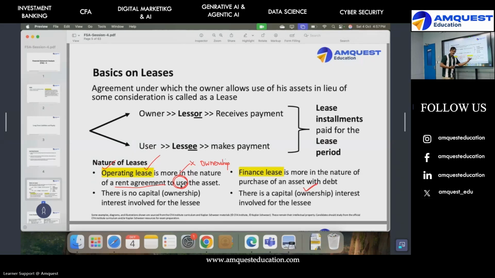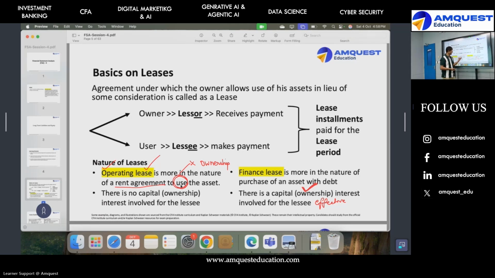In a finance lease, remember, ownership is effective, in substance. On paper, you may not be the owner. On paper, like your own house on a home loan EMI, you're not the owner; it's the bank that is the owner. But effectively, you're the owner, because you are enjoying the benefits of ownership from the purchase till the sale. So operating lease is usage, no ownership. Finance lease is ownership along with usage.